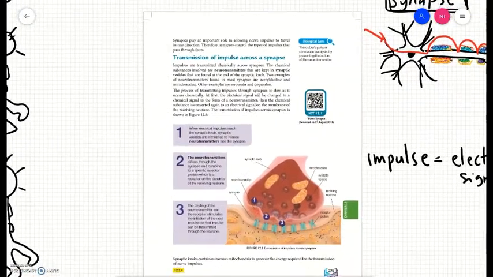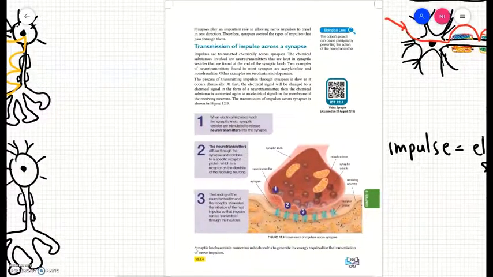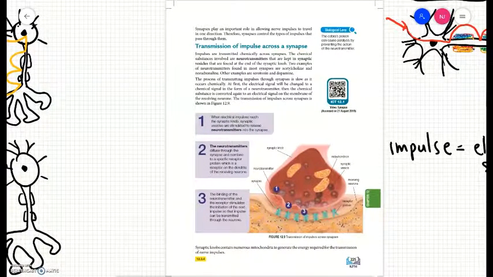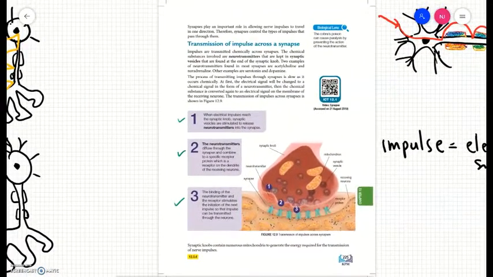Okay, so how is the transmission of impulse across the synapse? Kita tengok sini, there are 3 steps. Okay, 3 steps. Kalau kamu tengok sini, gap dia tu sebenarnya tidaklah besar macam yang cikgu lukis. It's just a narrow, sempit. Okay, narrow gap di sini.